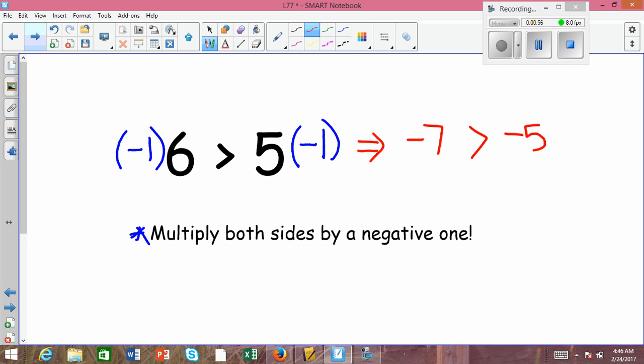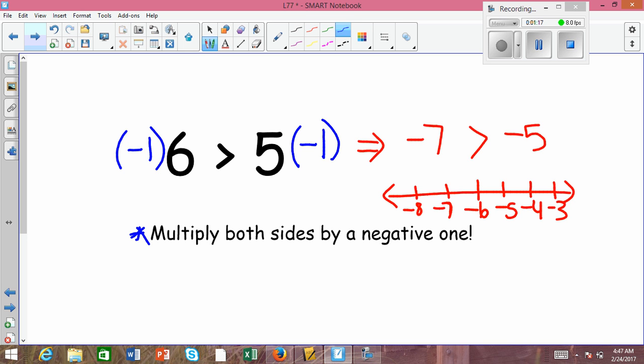negative 5. Now on a number line, if I were to plot it, we would have negative 6, negative 5. Remember, our numbers should be getting greater moving to the right, and they are. And they should be getting smaller. Okay, not smaller, but the values are getting smaller. This is something that is oftentimes very tricky.